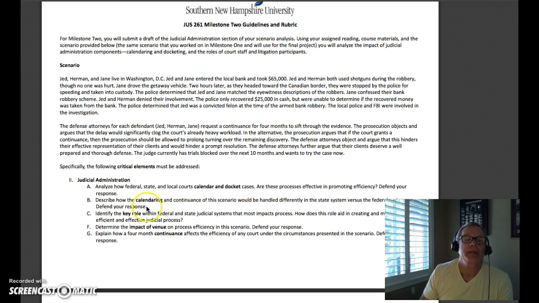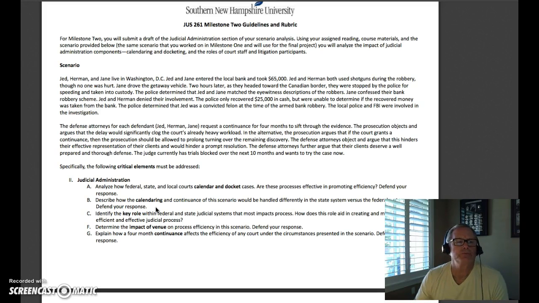Okay. So in this case, number B is describe how the calendaring and continuance of the scenario would be handled differently in the state system versus the federal system, defending your response. So we go back to calendaring. Calendaring has to do with assigning cases to the courts. Okay, so if you look at a court calendar, it basically says what that court will be doing. So for example, maybe you're in trial all week, so it'll have People versus Jones trial. Okay, it's a jury trial, whatever the case may be. That's the calendar. Some calendars, judges may be meeting with attorneys trying to reach a disposition on a civil case, or maybe there's a motion to suppress evidence that's on the calendar, those types of things.